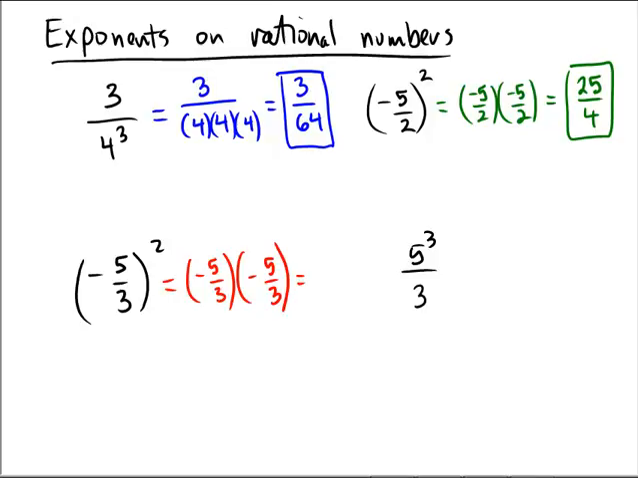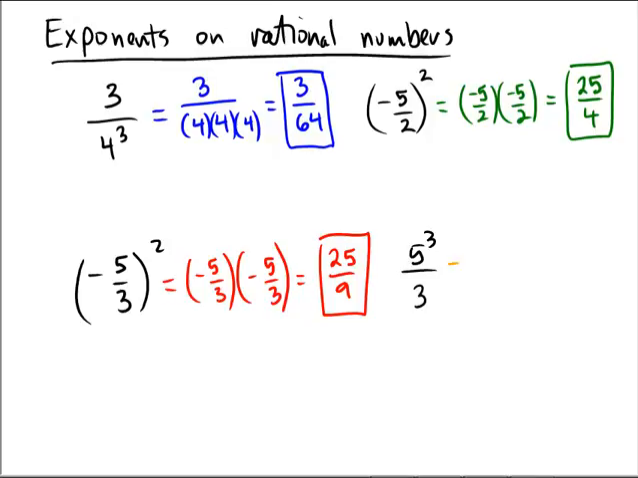Those two numbers are both negative, but a negative times a negative is going to be positive. So negative 5 times negative 5, positive 25. Denominators, 3 times 3, that's a 9. So we get 25 over 9.